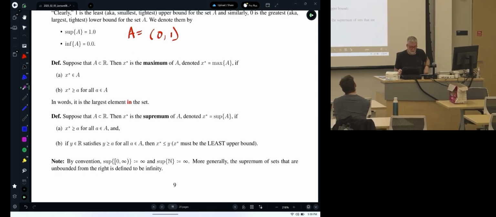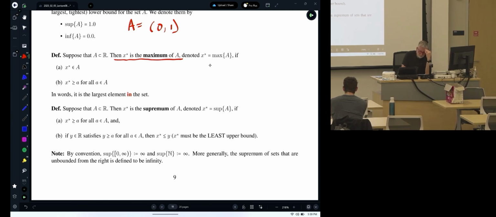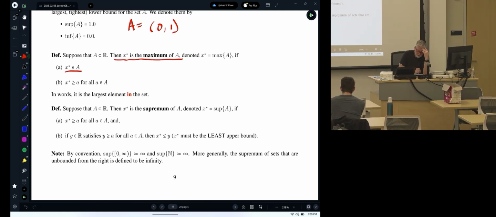And so if a set has a maximum, it's the same thing as the supremum, and if a set has a minimum, it's the same thing as the infimum. So here's the idea. X star is the maximum of a set if it's in the set and it's bigger than, or equal to, every element in the set. So that's the notion of maximum, but the key thing is it has to belong to the set. So it's the largest element in the set.